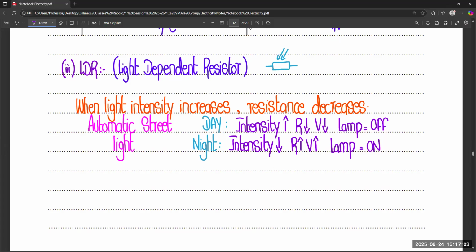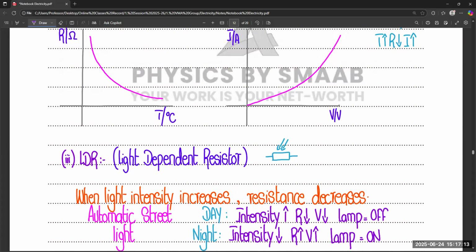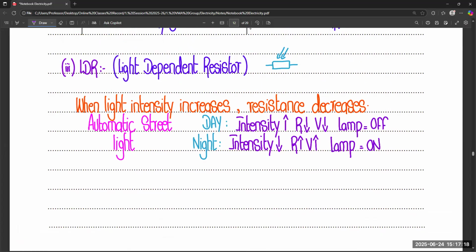So this is another type of non-ohmic conductor because voltage and current are not directly proportional. They are inversely proportional or have a different link with each other. And the last non-ohmic conductor is the diode.